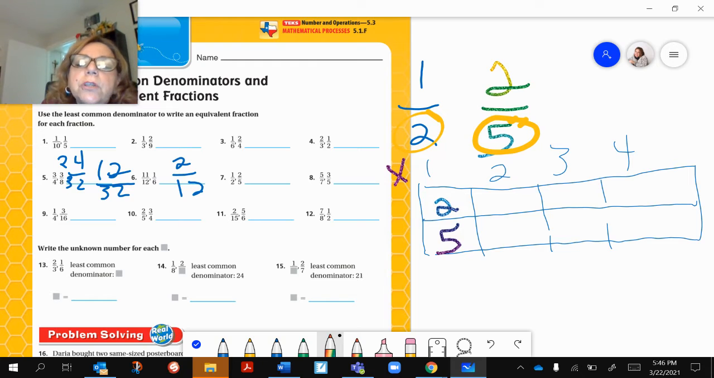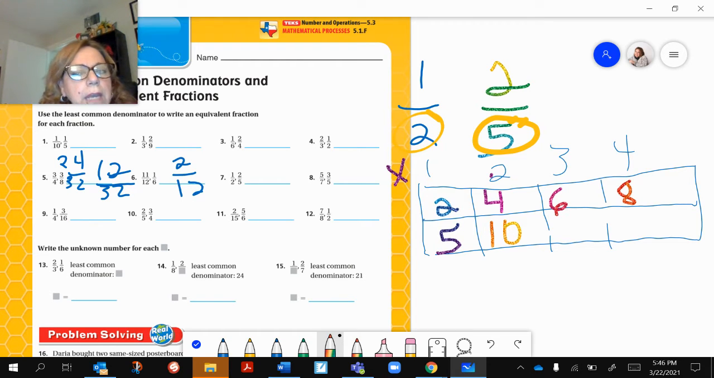But my multiplication, and I'm going to take care of my 2. So 1 times 2 equals 2. 2 times 2 equals 4. 3 times 2 equals 6. And 4 times 2 equals 8. I'm going to stop there for just a moment. I'm going to start on my 5s. 1 times 5 equals 5. 2 times 5 equals 10.